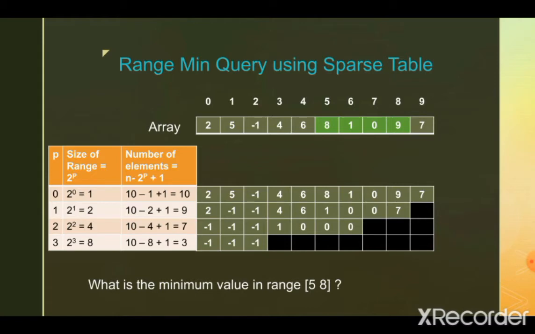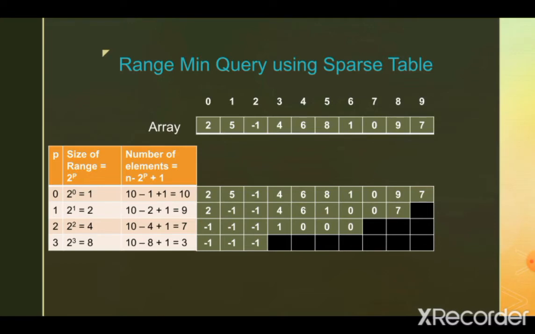Now let's see how we can compute the minimum of range from 5 to 8. The length of this range is equal to 4. So the minimum of this range is contained in the third row of the sparse table. Its value is highlighted and its value is equal to 0. Finally, let's see how we can compute the minimum of the range from 1 to 8. The length of this range is equal to 8. So the minimum value of this range is contained in the final row of the sparse table as highlighted in the figure, which is equal to -1.